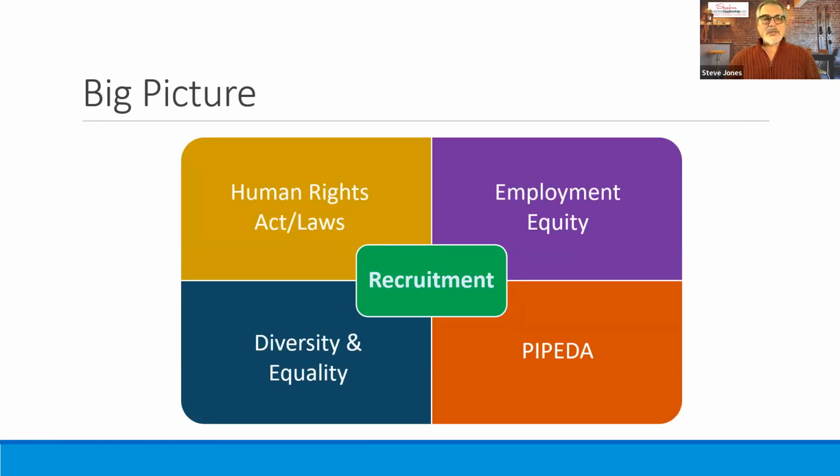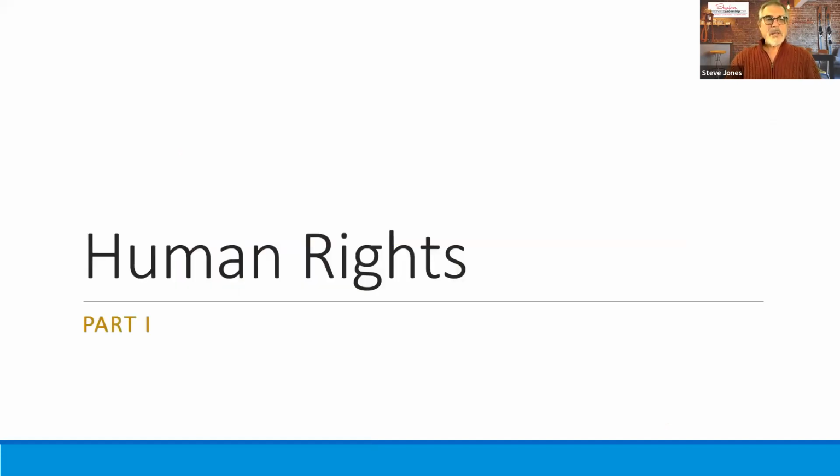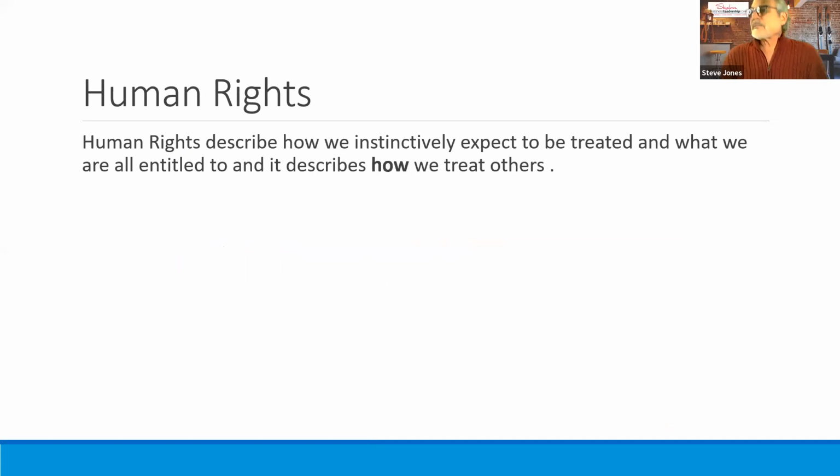So again, in the big picture today, we're going to look at human rights legislation, employment equity legislation. We're going to discuss the principles of diversity and equality, and we're going to talk about privacy. That's that PIPEDA thing down in the bottom right-hand corner. So first off, human rights.